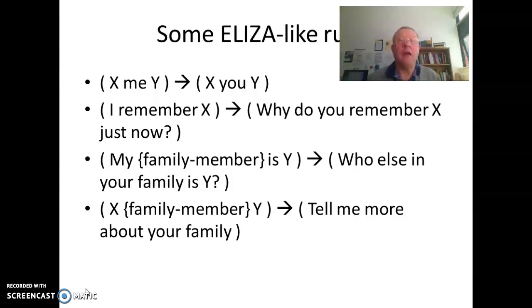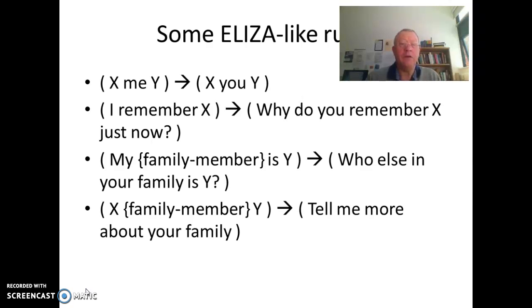So on this final slide, we will look at some Eliza-like rules. In the first example, we see that if the user inputs a sentence containing the word me, Eliza will echo it back with the word you in place of me. So if I say, "Take me home," Eliza would reply, "Take you home?" The second example, I remember something. Eliza will respond, "Why do you remember that something just now?"